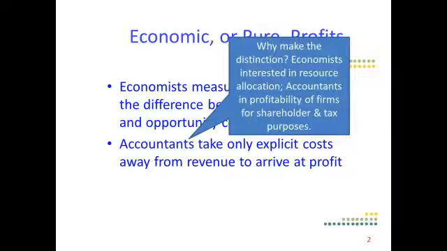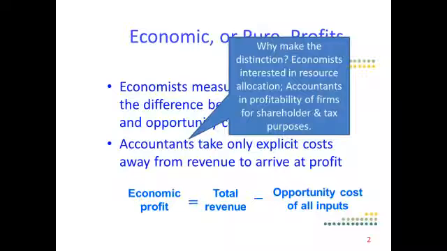Well, economists are interested in resource allocation, what it is that explains how resources are put to different uses in the economy, whereas accountants are interested in such things as the profitability of businesses because they need to report to shareholders, or they need to work out what a company's tax liability is. So economic profit is the difference between total revenue and the opportunity cost of all inputs. Let's give an example to help us understand this.